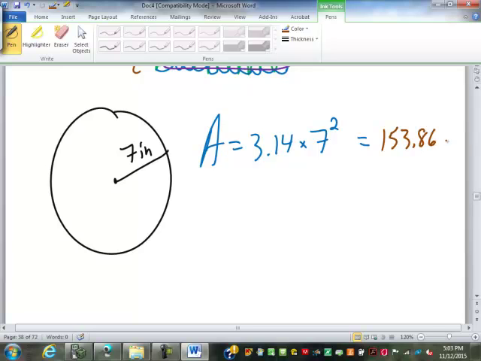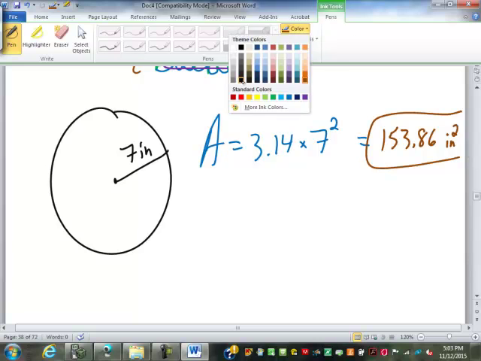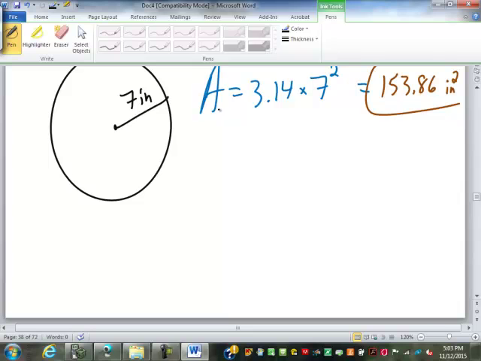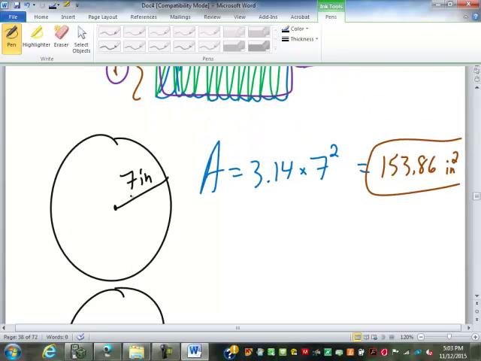153.86 inches squared. But what? Well, isn't it 2 times r? So I mean, when the... No, it's r squared. 7 squared is 49. 7 times 7. Is area always inches or squared? Squared, yeah. Area is always squared.